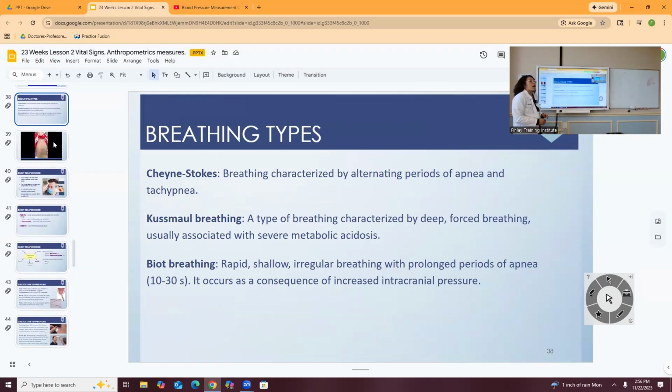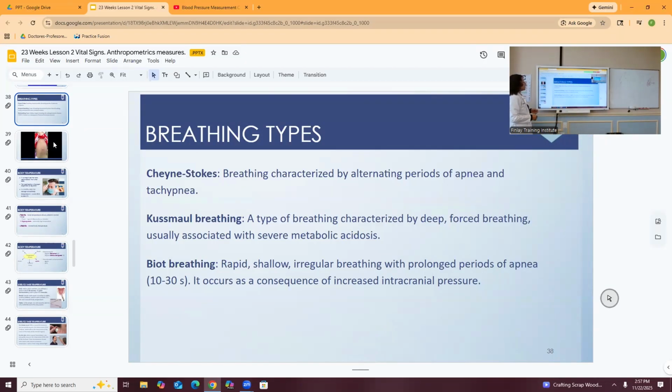Because the breathing is managed by the nervous system, any affectation of this nervous system can give patterns in the respiration. The most common one is going to be the Cheyne-Stokes pattern, where there's going to be an alternating period between apnea and tachypnea. Tachy means fast and shallow, and apnea means cessation, and it's temporary. So we're going to see a patient alternate between tachy, pause, tachy.